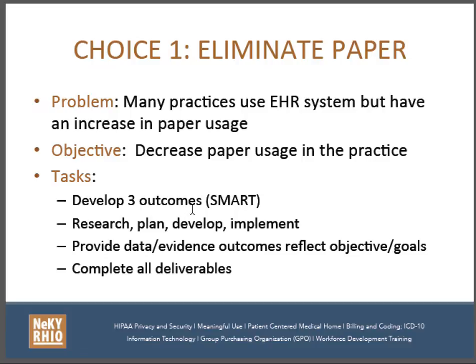Typically, tasks in this involve coming up with 3 outcomes. However, we may need to cut this down a little bit. These are SMART outcomes, and I'll talk about that in a minute, what it means to have a SMART outcome. You will be doing just a little bit of research, some planning, developing, and of course you're implementing your project. The biggest part about this project is being able to provide some sort of data or evidence showing that you're reflecting your goals and your tasks.